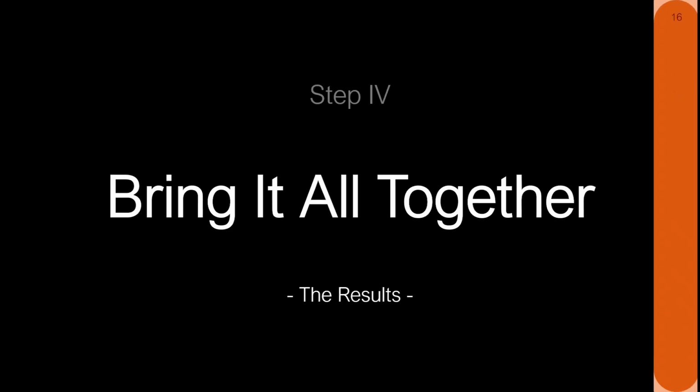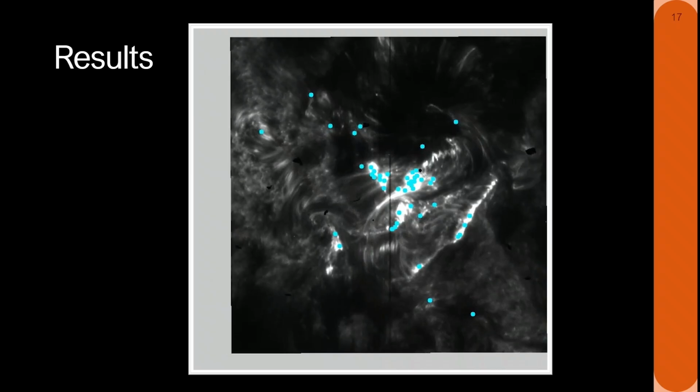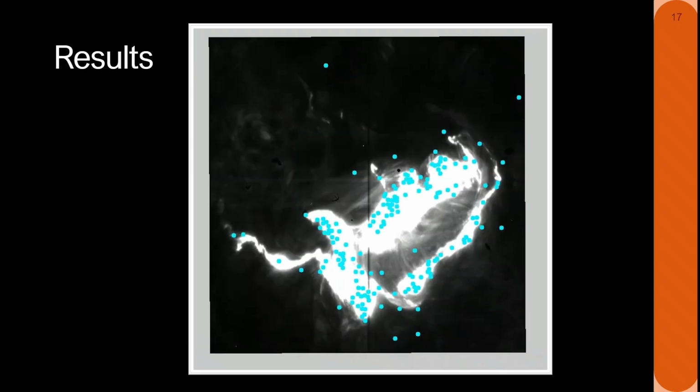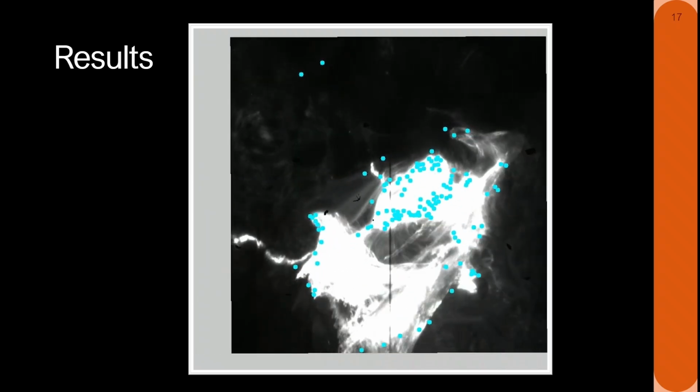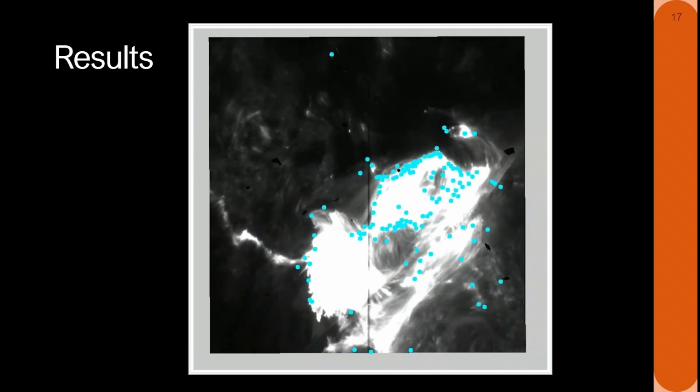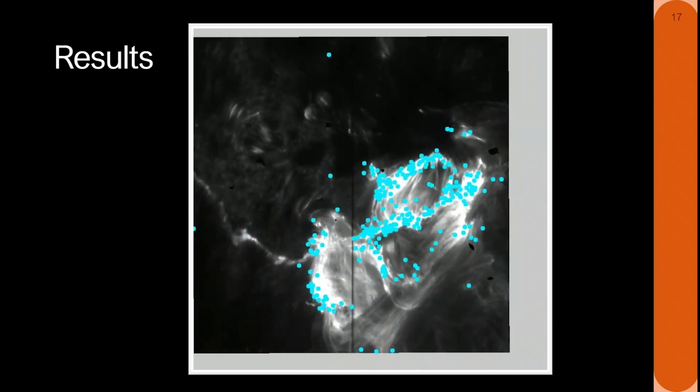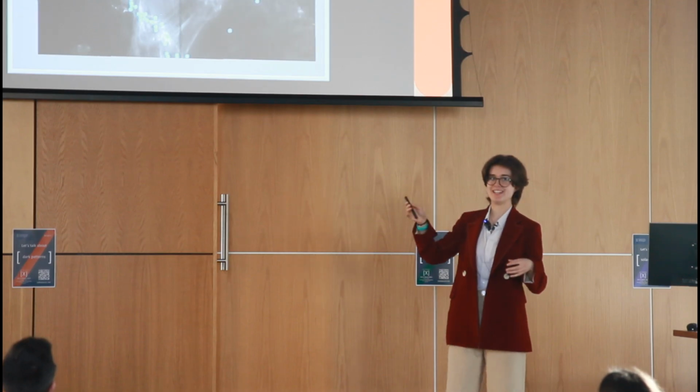We bring it all together. And here we go. As you can see, most of the cyan points are concentrated in the bright spots of the ribbon. Therefore, it is detecting and tracking our blobs in the correct areas, which is very exciting.